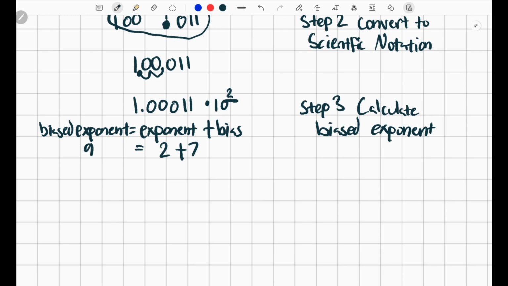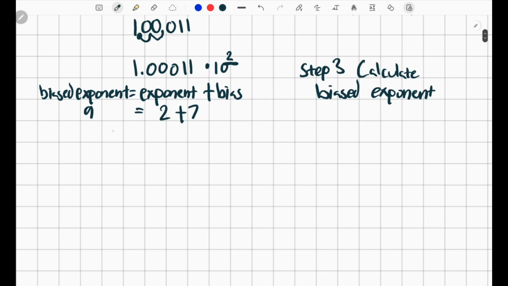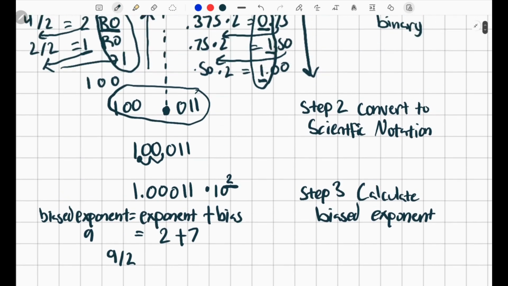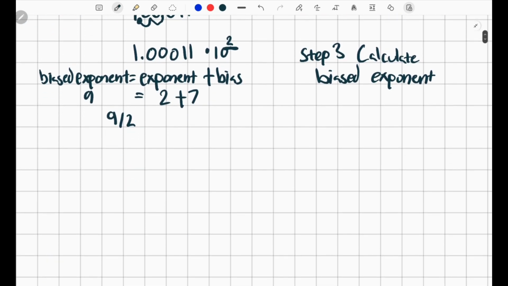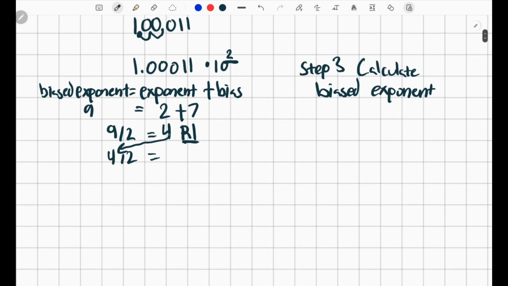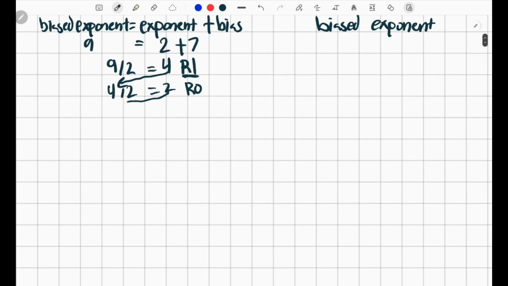But remember, it's computer science, so everything's going to be in binary. So we can convert 9 to binary the same way we did 4. We're going to do 9 divided by 2, which is 4, remainder 1. We only care about the remainder. Then we bring the 4 over here to divide it by 2 again. 4 divided by 2 is 2, remainder 0. Bring the 2 back over. 2 divided by 2 is equal to 1, remainder 0. Once we have the divisor equal to 1, we stop, we just bring it over.